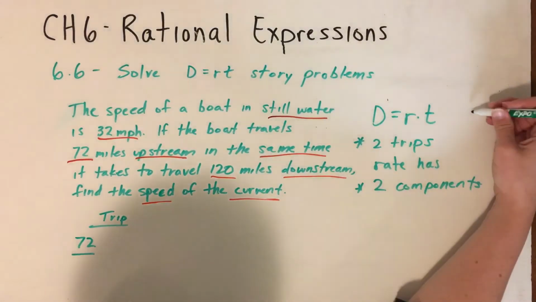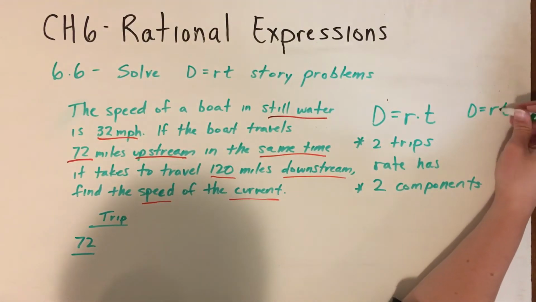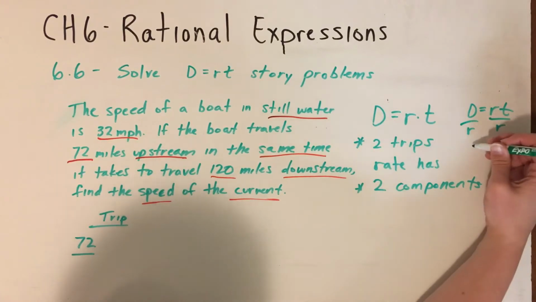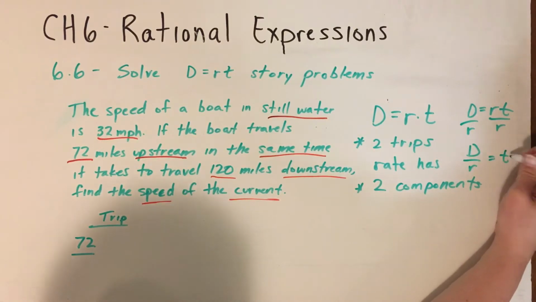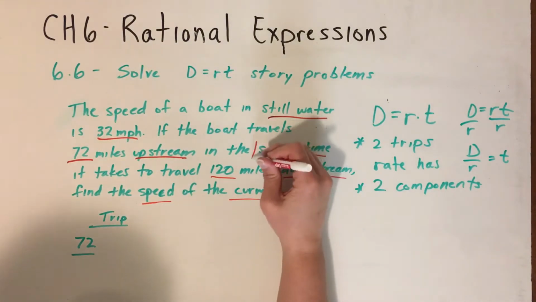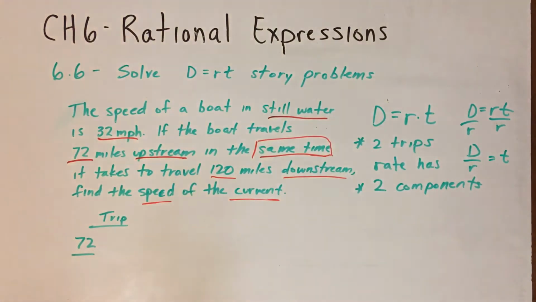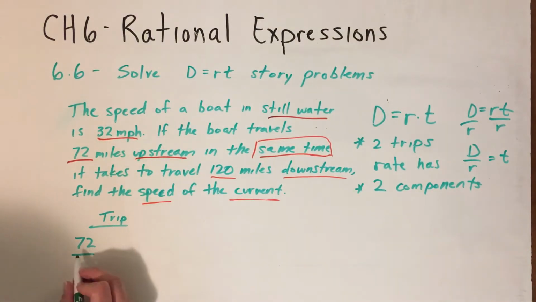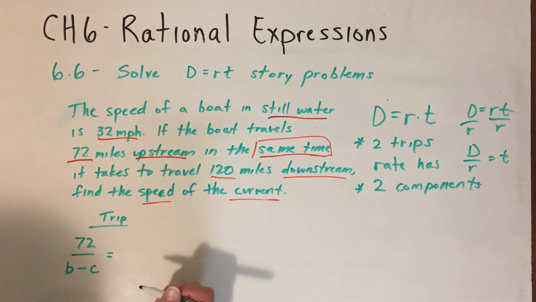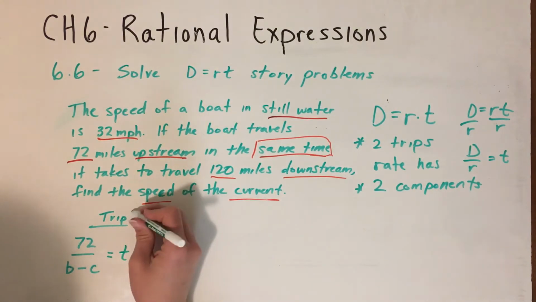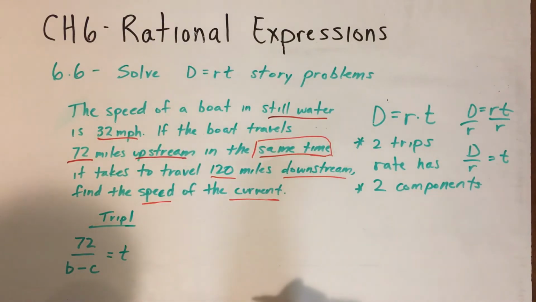If I take distance equals rate times time and divide by rate, then d over r is equal to time. This is important because it said that they're in the same time. So time is the variable I want to isolate. I'm going to replace the distance and the rate. Upstream, I've got the boat speed minus the current, and that is going to be equal to the time, which I don't know. It actually didn't tell me.